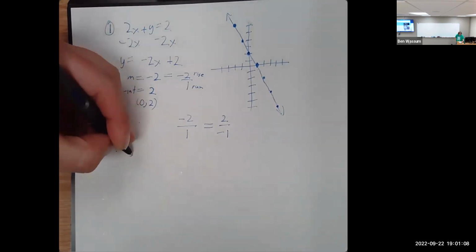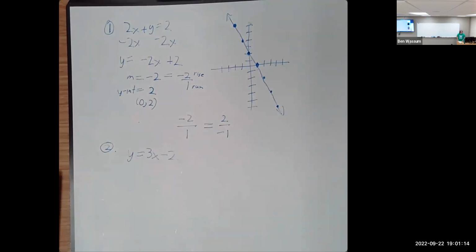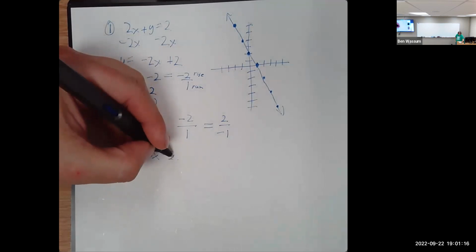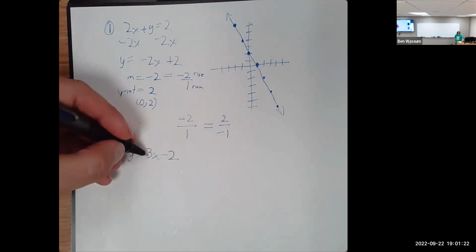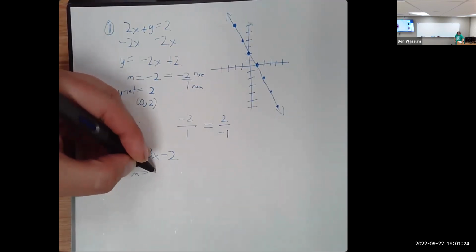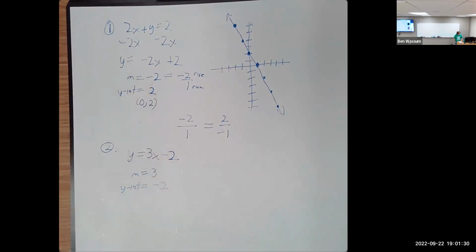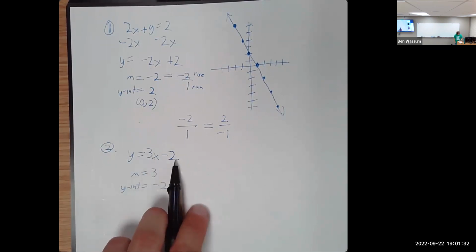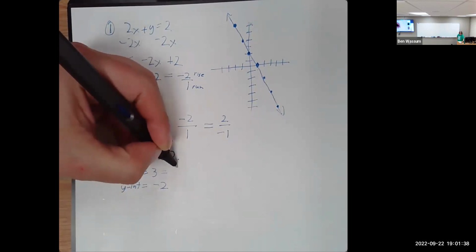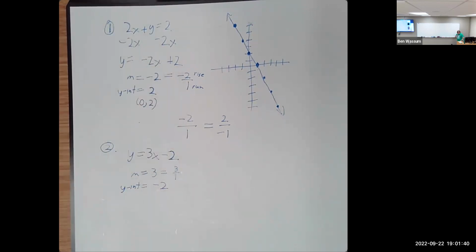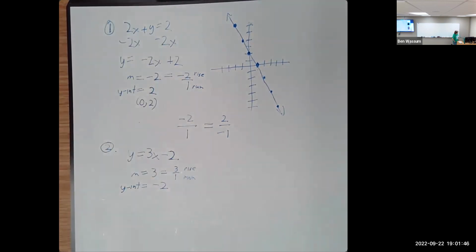So the second one, we have y is equal to 3x minus 2. And that's great, right? Because it's already in our formula. Our m is 3, and our y-intercept is a negative 2. So there's a slope, there's the y-intercept. Our m, I'm still going to think of as being over 1, right? Because that's going to make our rise over run happen.